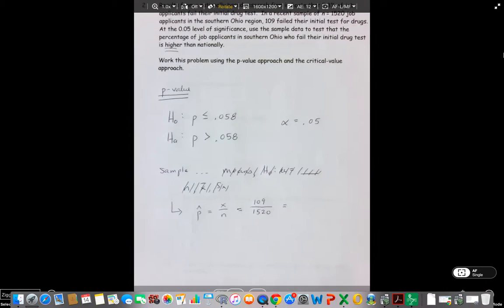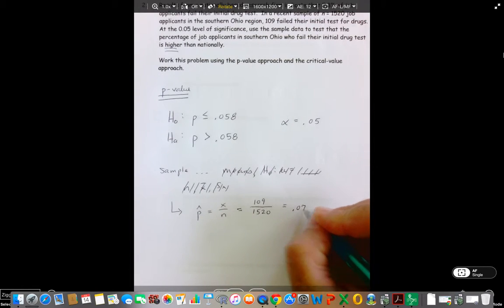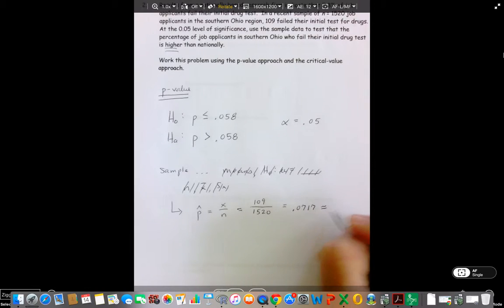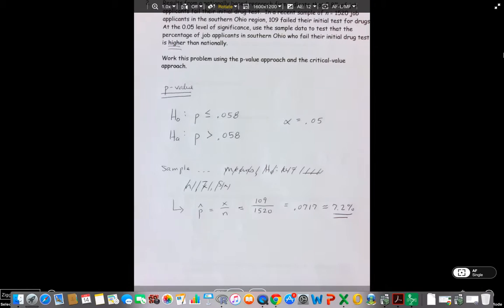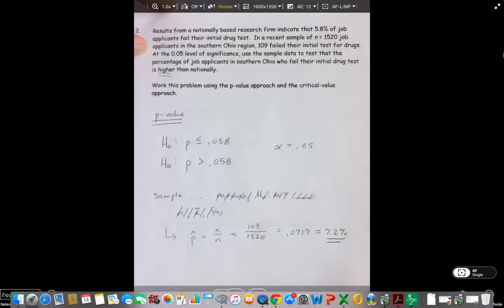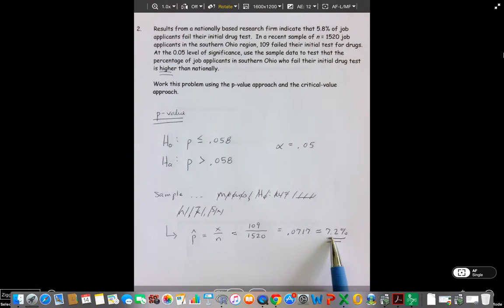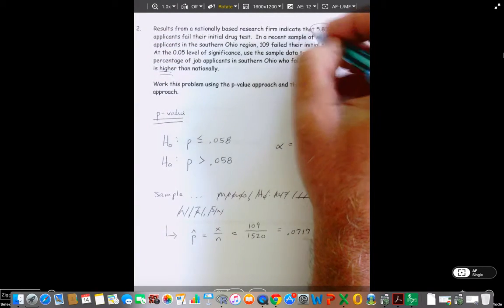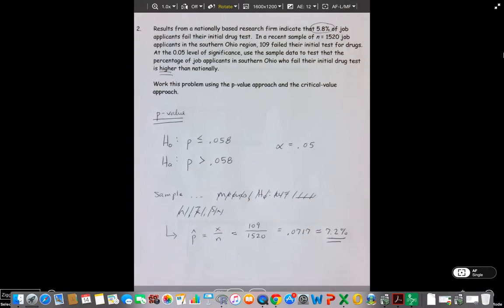So let's put that in our calculator and see what we get. So we go 109 divided by 1,520. So this is 0.0717, which is approximately 7.2%. Now, a person that knows nothing about statistics would say, well, we don't need to do anything else. 7.2 is bigger than 5.8, so done deal. Well, it's not a done deal.